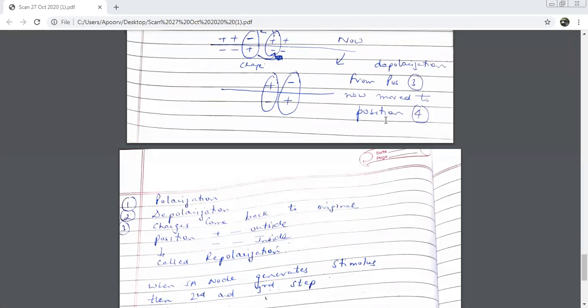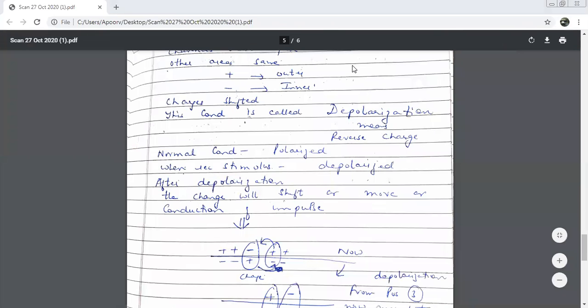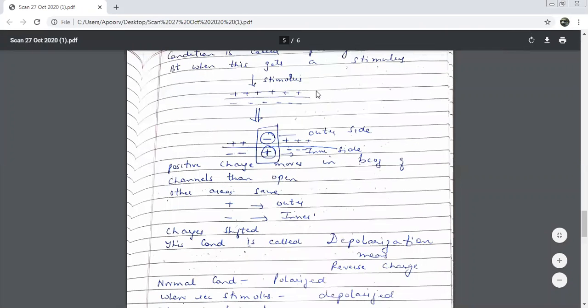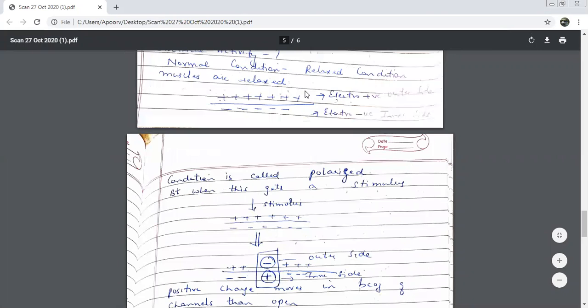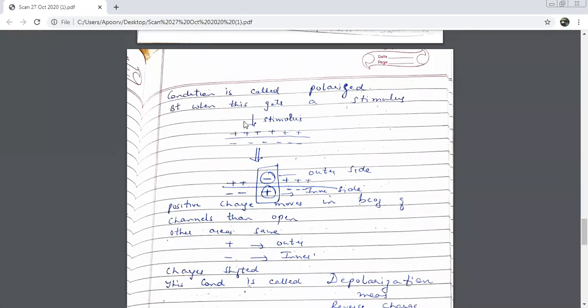So what was the normal condition, beta? What charge was there outside? Positive. And what charge was there inside? Negative. So this was the condition when there was no stimulus. In such a condition, is the membrane polarized, depolarized, or repolarized? Polarized. This was a polarized condition, electropositive outside, electronegative inside. Then we received a stimulus.